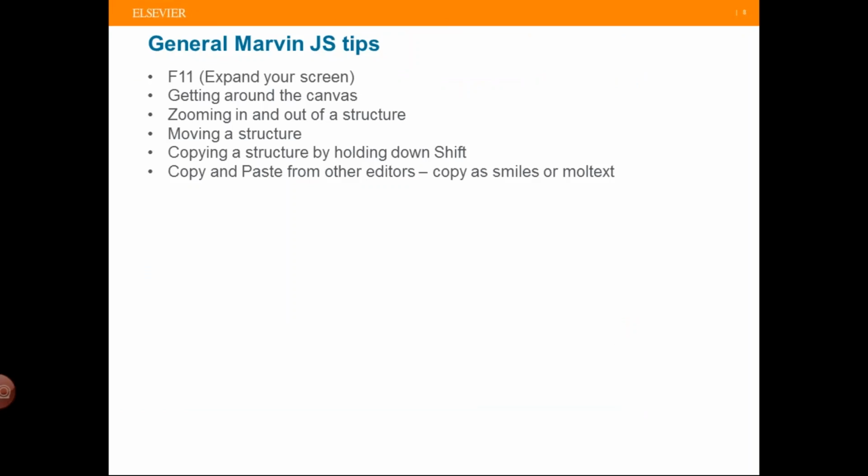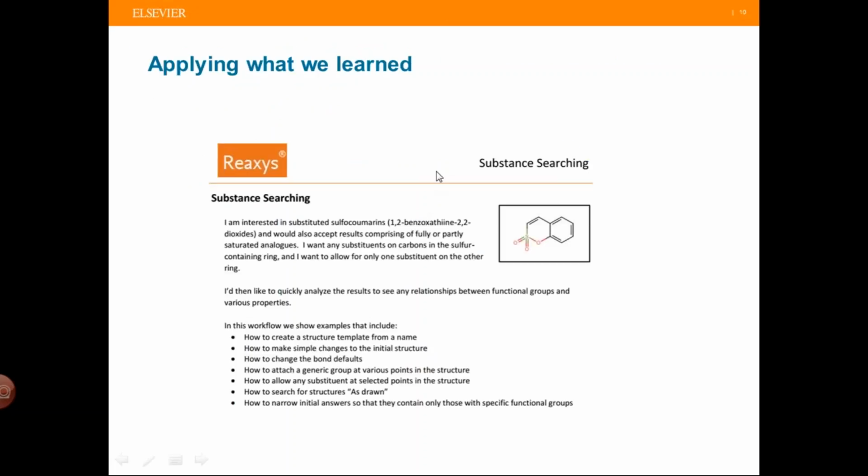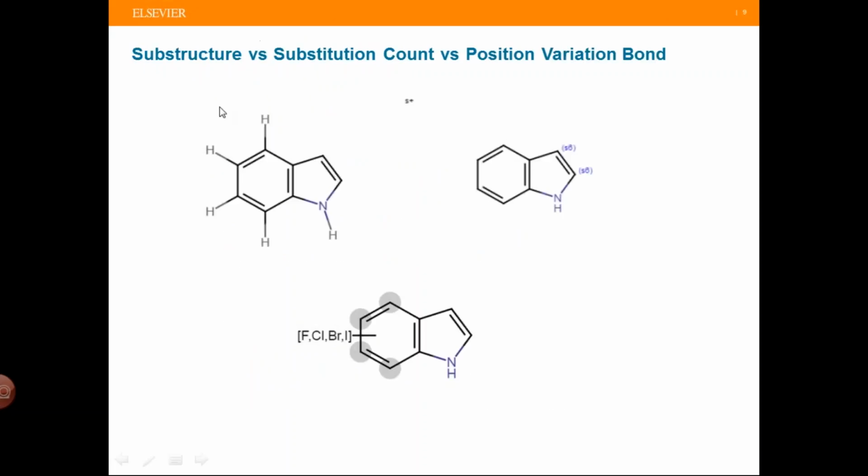So let's go. We did some of these things, moving a structure, zooming in and out, getting around the canvas, some general ones. When I was learning this tool, I would have appreciated, instead of just moving that structure, it took me a little while to get used to. So let me come back here. Things I want to relay to you are substructure versus substitution count versus position variation bond.